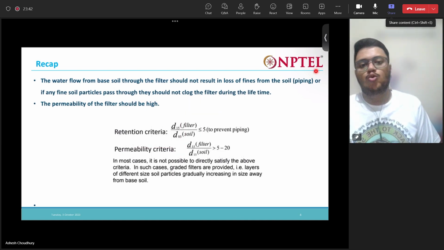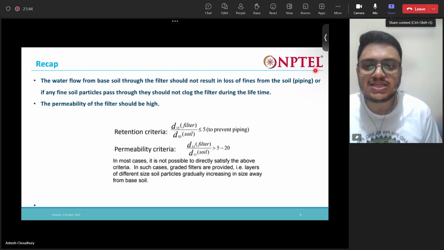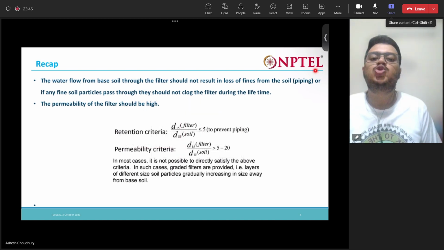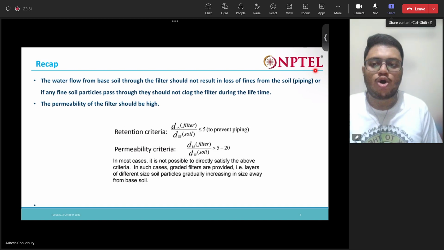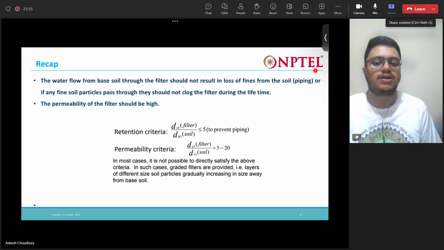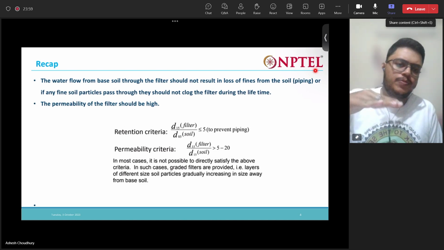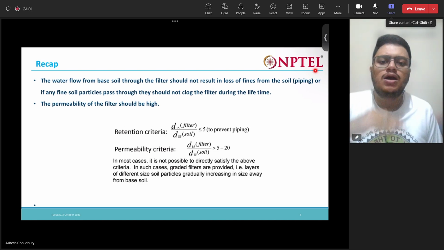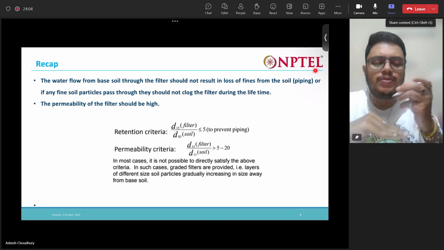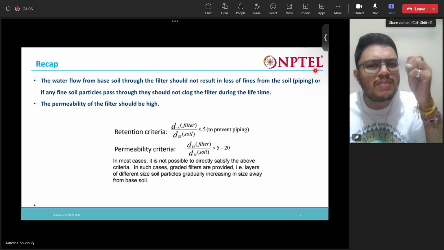Now, the water flow from base soil through the filter should not result in loss of fines from the soil, or if any fine particles pass through, they should not clog the filter during its lifetime. So we have a filter, and we are placing it somewhere. This filter should prevent the passage of fine soil particles.